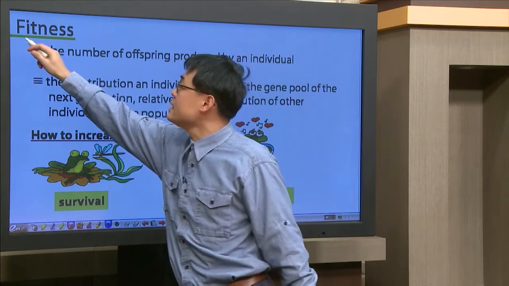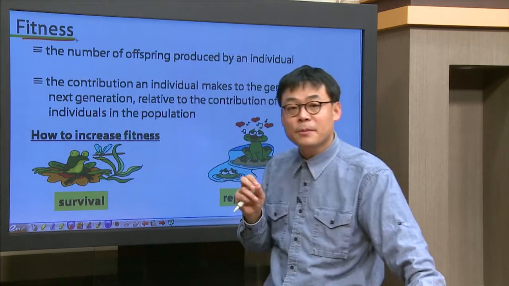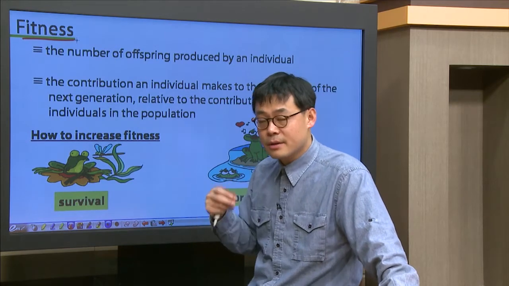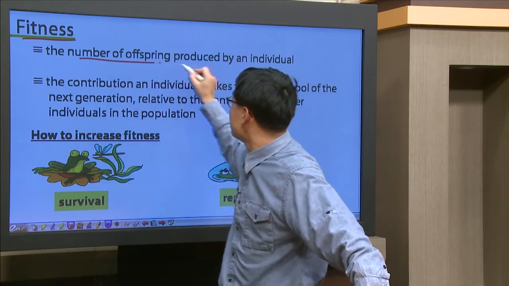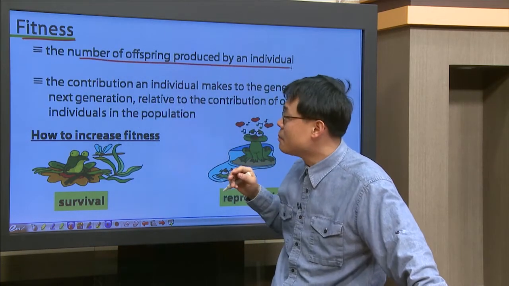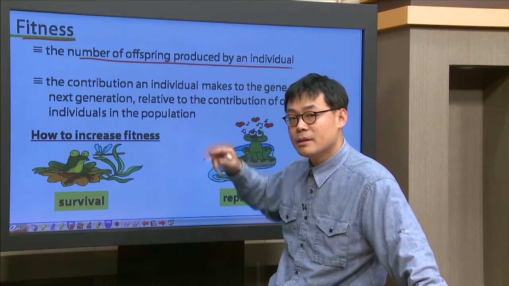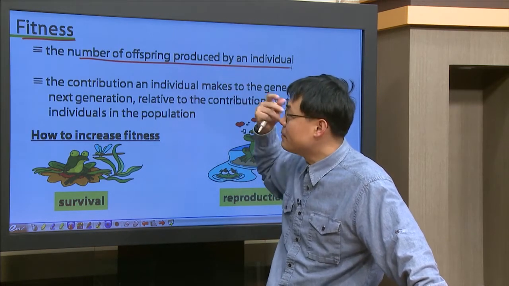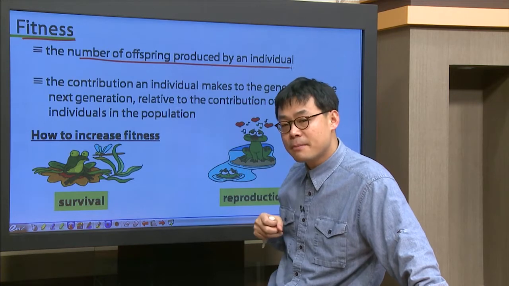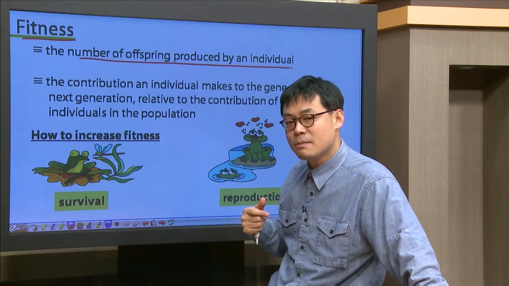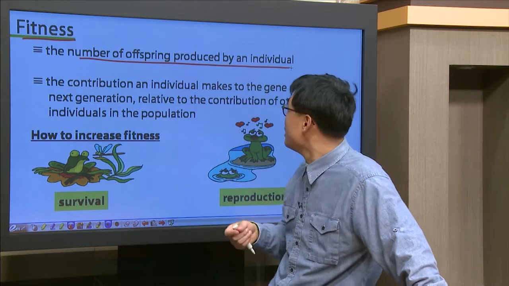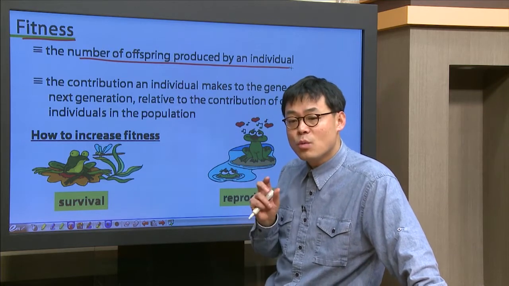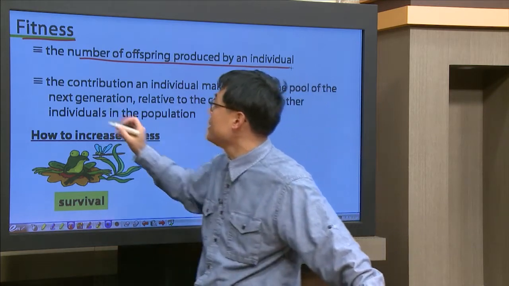So what is fitness? That's probably the most important concept in animal behavior. It's the number of offspring produced by an individual. That's not the exact definition of fitness, but it's easier to remember. Just remember it simply as the number of offspring by an individual. But what is important is the relative fitness.